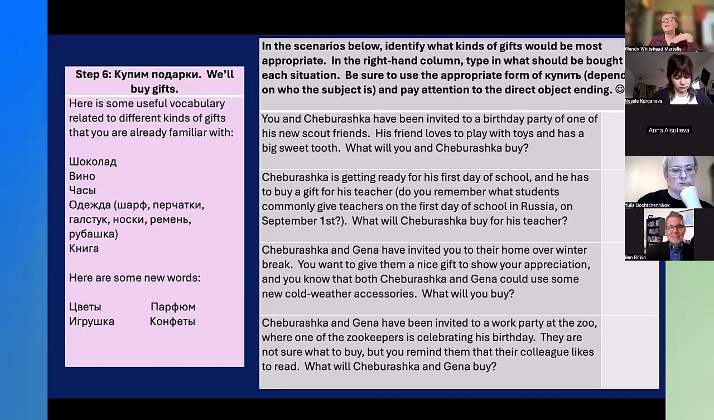So, moving from the previous task, Cheburashka's getting ready for his first day of school. What is he going to get for his teacher on the first day of school? We talked about September 1st earlier in the semester. Another scenario is being invited to a birthday party, both for a friend or for a colleague. Given what you know about the person, what kind of gift would be appropriate?